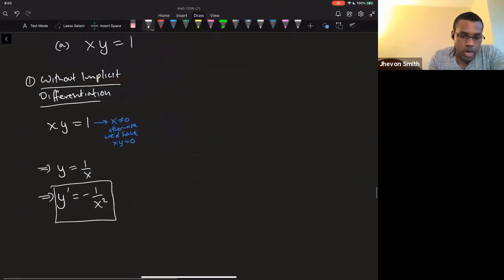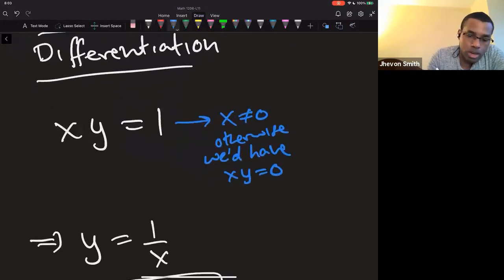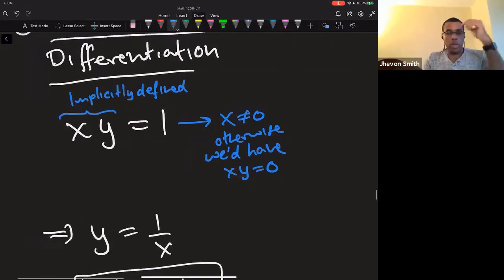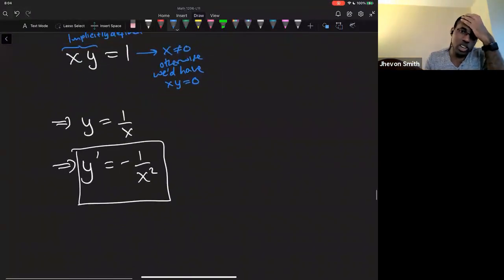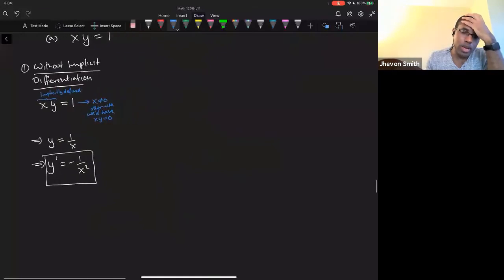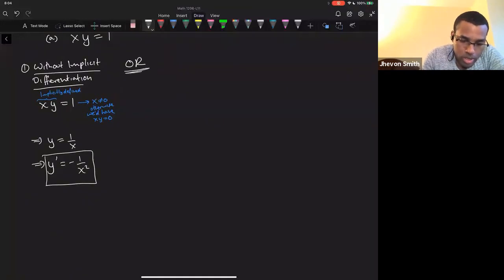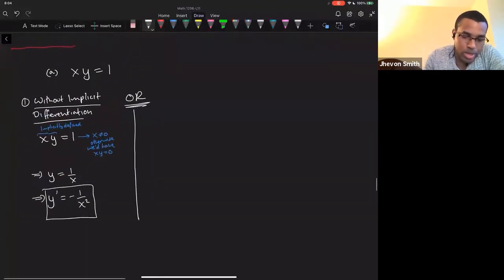So here we started out implicit, since the x's and y's are mixed together, but we could turn it into an explicit right away. However, I want us to practice implicit differentiation, so I'll do it the implicit way.